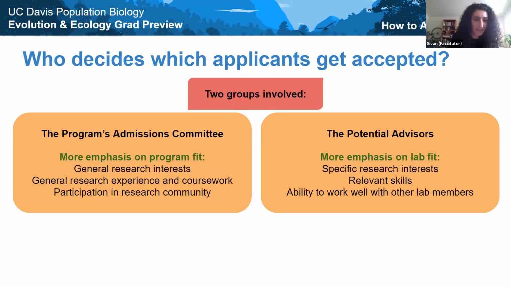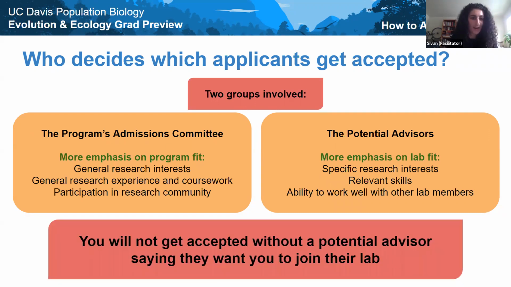The potential advisors emphasize lab fit more. So they want to see if your specific research interests fit well with the lab's research program. They want to make sure you'd have the relevant skills or potential to learn the relevant skills to doing research in that lab. And they care if you'd be able to work well with other lab members. So each program differs in how much decision-making power each group gets. But since in most ecology and evolution programs, you commit to an advisor before starting, the potential advisors usually get a very big say. But most importantly, you will not get accepted to a program without a potential advisor saying they want you to join their lab.